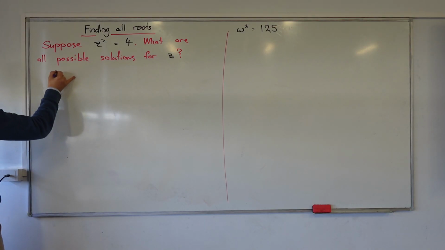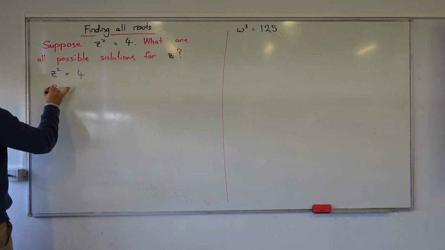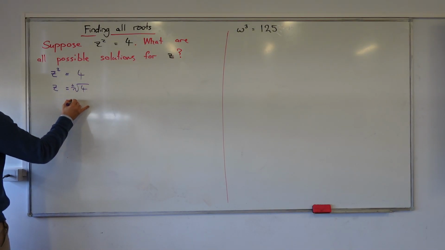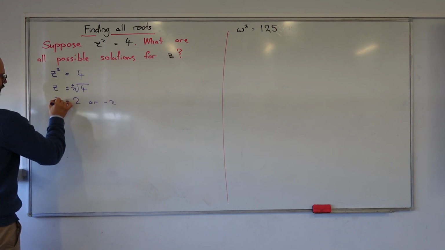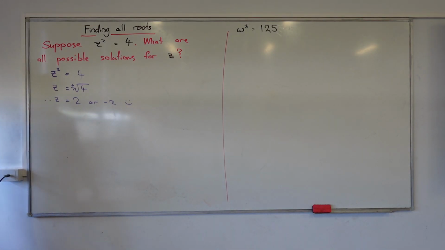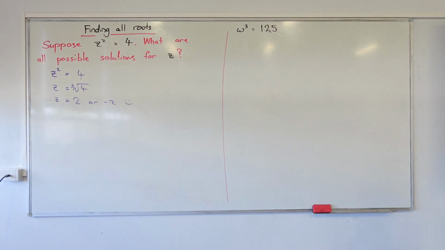Z squared equals 4, so take the square root of both sides. And you remember it's plus or minus. So it's 2 or minus 2. Are we happy with that? Partially. So if we have a square root, how many solutions do we expect?